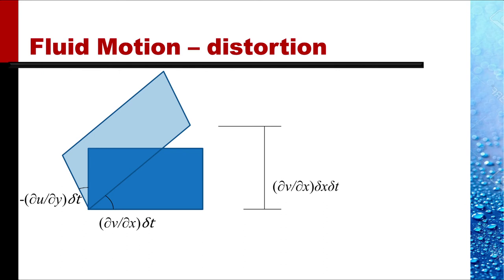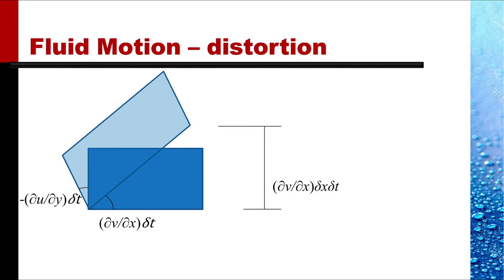The same picture we can invoke to explain distortion. Here, the x line, the horizontal line, has rotated through an angle dv by dx into delta t, while a vertical line has rotated through an angle minus du by dy into delta t, as explained before. The rotation of the fluid element was the average rotation.